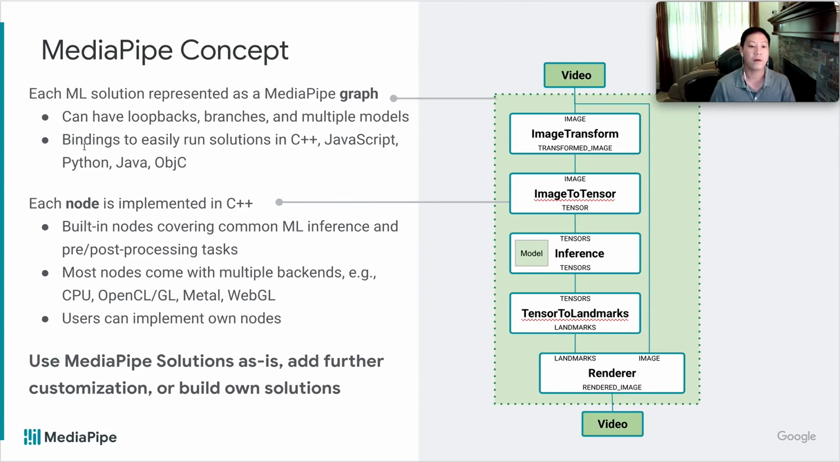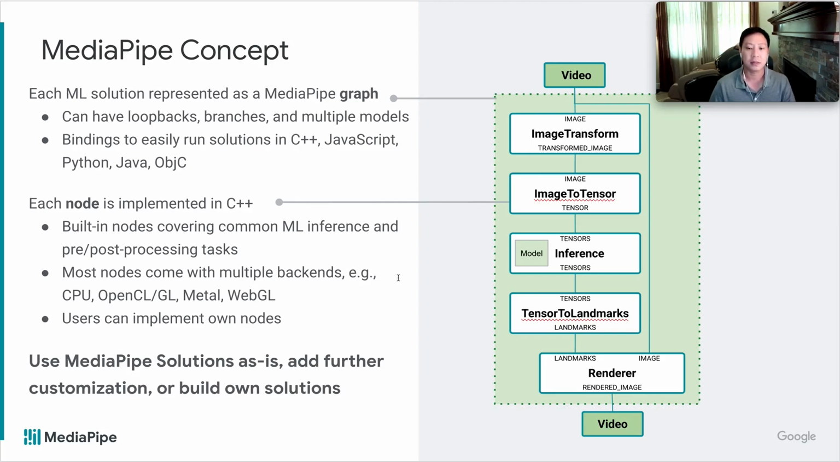MediaPipe framework also offers language bindings to easily run these solutions in different languages to make them more accessible across different platforms. And within a MediaPipe graph, each of these nodes is implemented in C++. MediaPipe open source offers a set of built-in nodes that already cover common ML inference and post and pre-processing tasks. And moreover, these nodes usually come with multiple backend implementations.